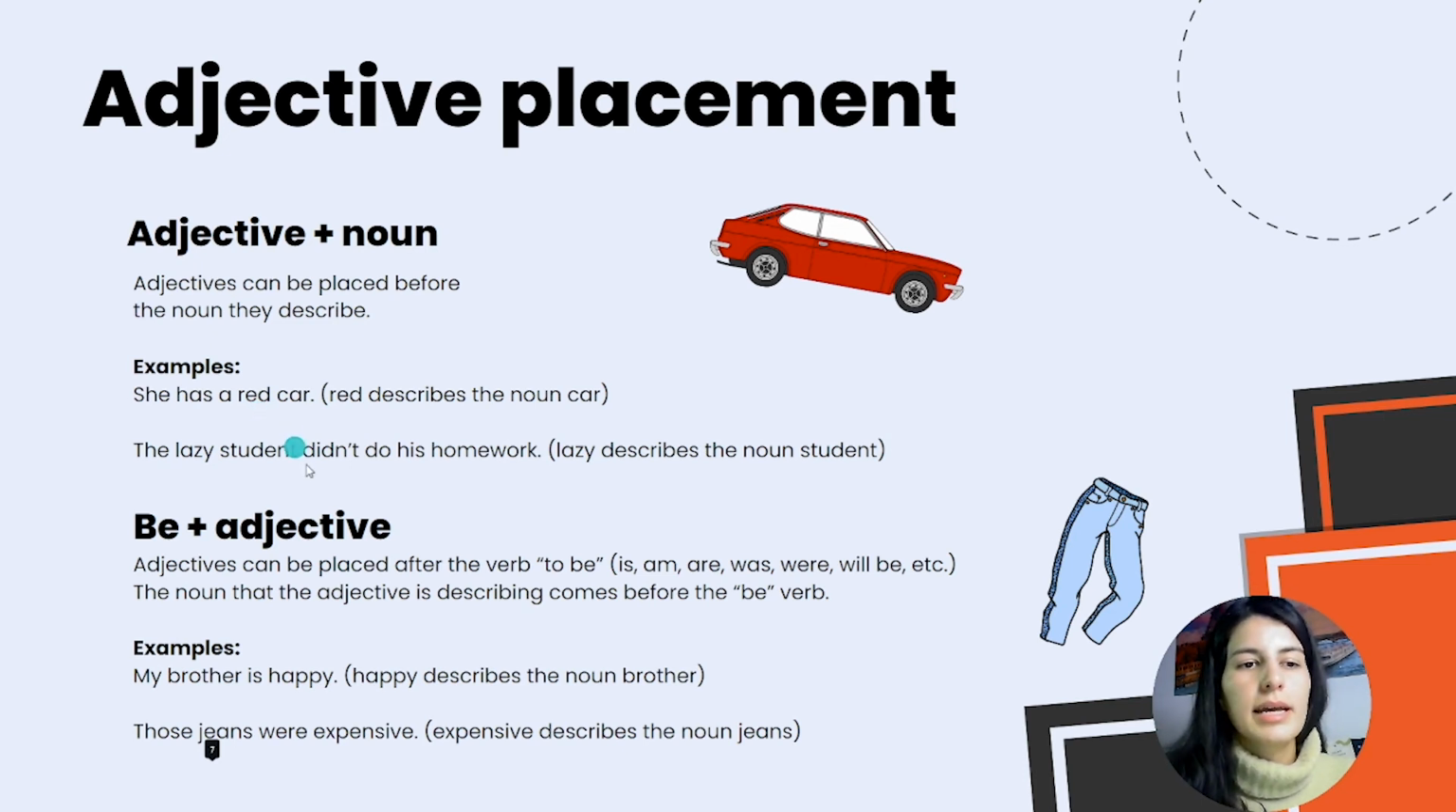Likewise, in the second sentence, we have didn't do. We got an auxiliary verb and a main verb. These verbs are not, in fact, the verb to be. Therefore, in this type of sentence, we will always find an adjective before the noun and not in any other way. Okay? I hope that is clear for you guys.